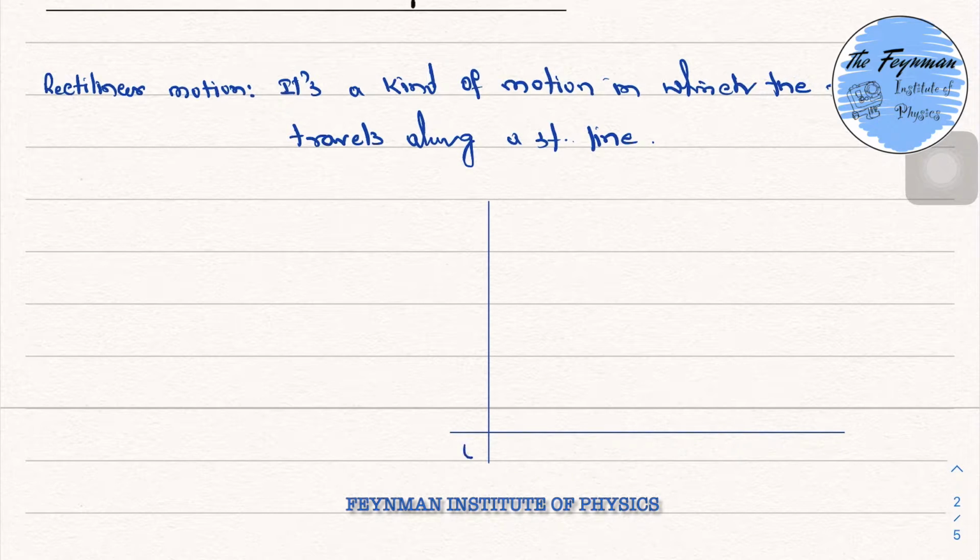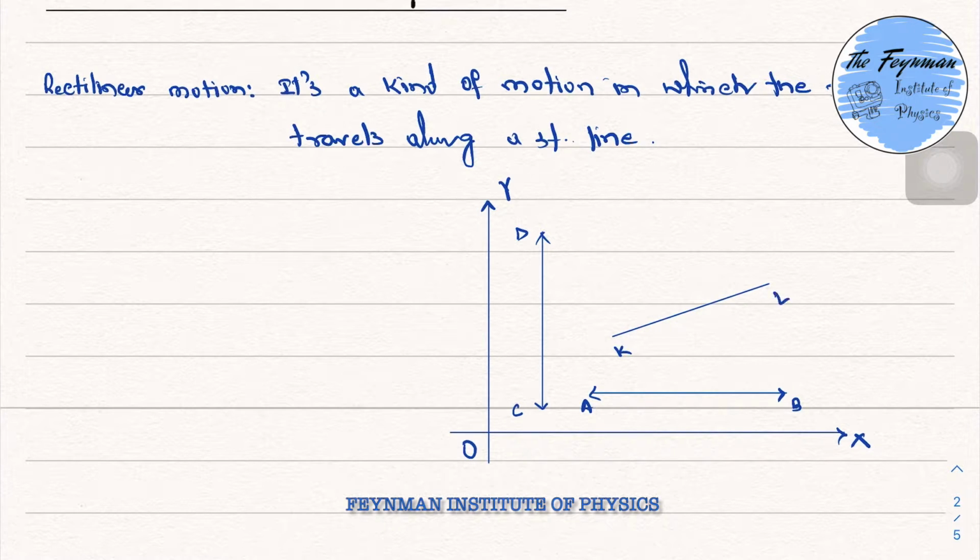Like if this is our reference frame, say OX and OY are the two axes of reference frame OXY, and the particle is moving along the path AB, either from A to B or from B to A, that is in the forward or backward direction, rightward or leftward, then it is called a rectilinear motion. Also the particle can move in an upward or downward direction, say along the path CD, and this kind of motion is also a rectilinear motion.